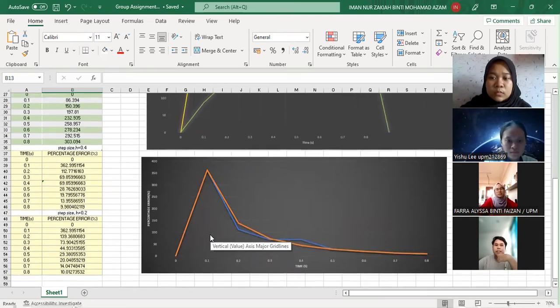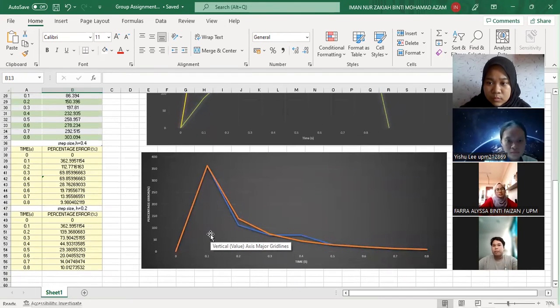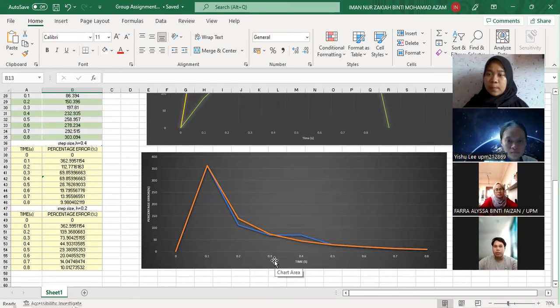So then finally for the conclusion, we're going to make a conclusion on this assignment that there are many ways to solve ordinary differential equations. For example, Euler's method. Euler's method is the simplest numerical method and most intuitive approach to numerically solving a differential equation, compared to the Runge-Kutta method, which is more complicated. So anyone want to add up?